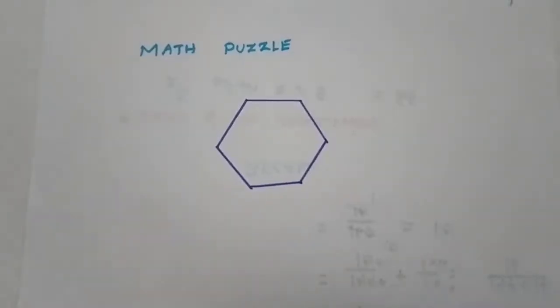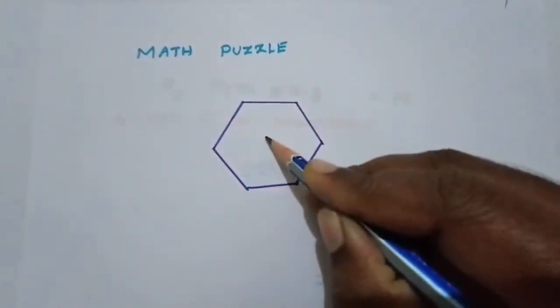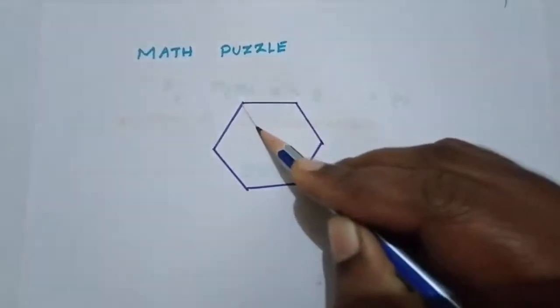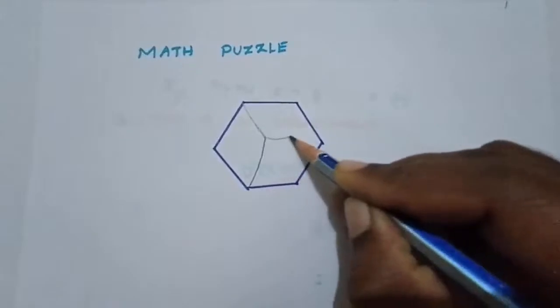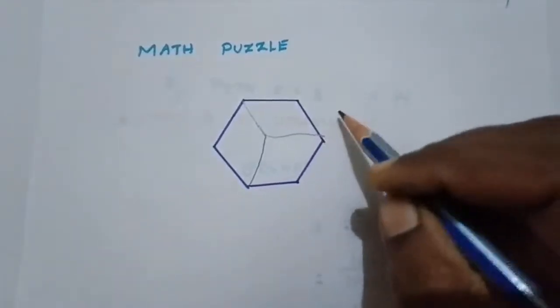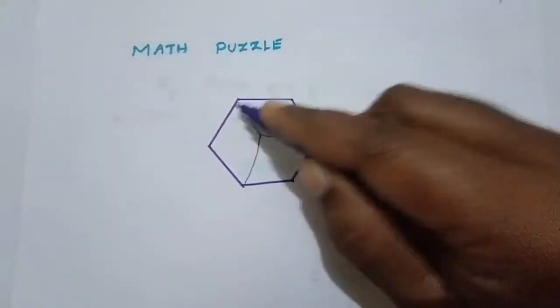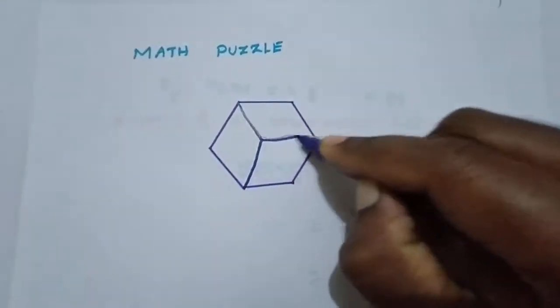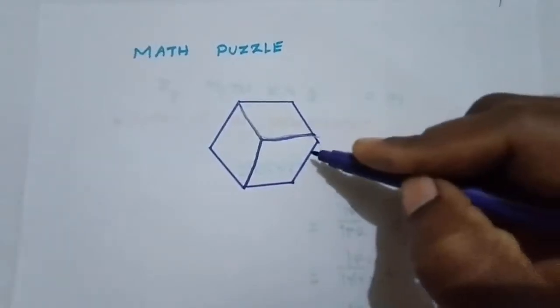Yes, very good. The answer is, you have to draw just 3 lines, right? 1, 2, 3. One, two, three. Now we have transformed this hexagon to a cube.